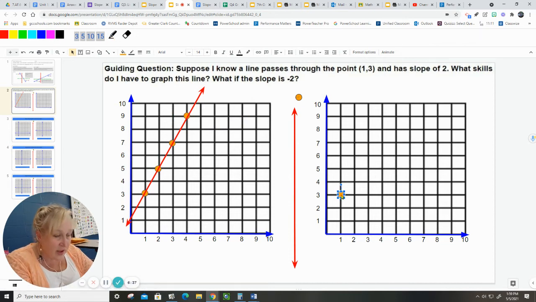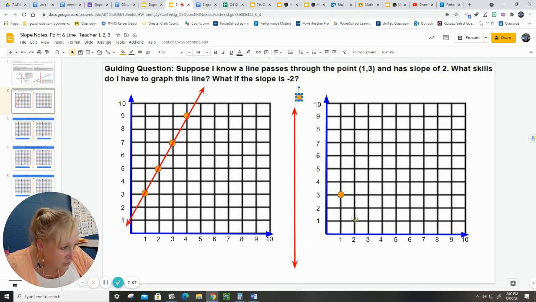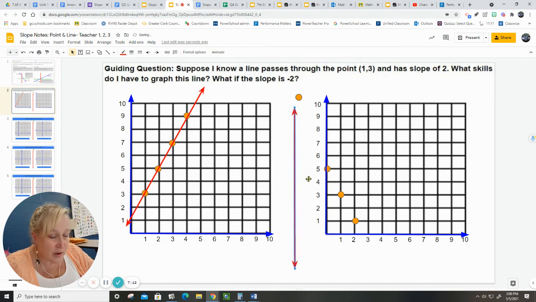So let's see if I can draw. -2 would mean I went down 2 over 1. Down 2 over 1. And with that, I have to think backwards. Okay, so my line would be there. Let's see if I can drag some points. So again, use your dry erase marker to put those points in there, draw those little slope triangles, and then I can drag my points to where they're supposed to be, and then drag my line to where it's supposed to be.